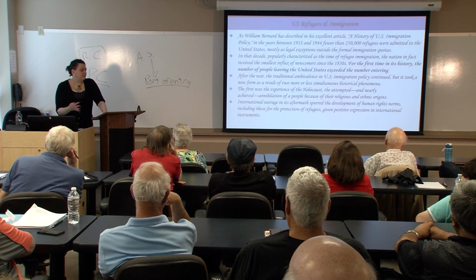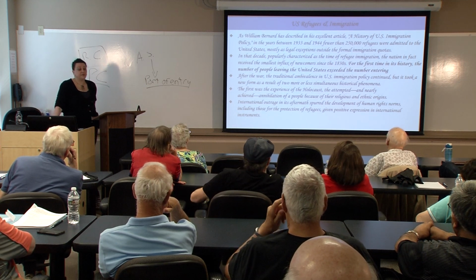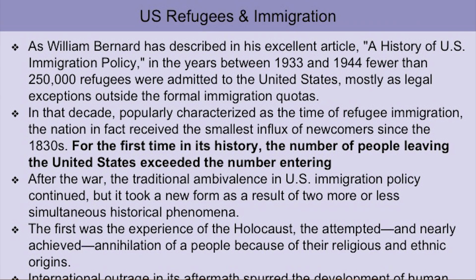We could talk about what happened with the St. Louis, but as William Bernard has described in his excellent article, A History of U.S. Immigration Policy, in the years between 1933 and 1944, fewer than 250,000 refugees were admitted to the United States, mostly as legal exceptions outside the formal immigration quotas. In that decade, popularly characterized as the time of refugee immigration, the nation in fact received the smallest influx of newcomers since the 1830s. For the first time in its history, the number of people leaving the United States exceeded the number entering.